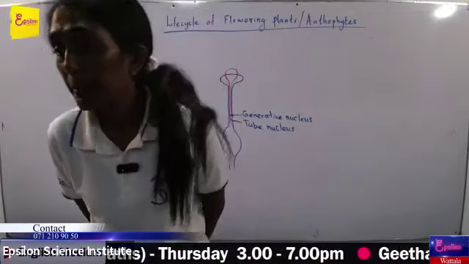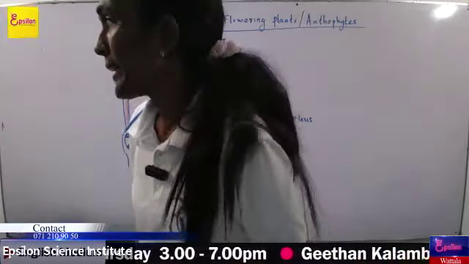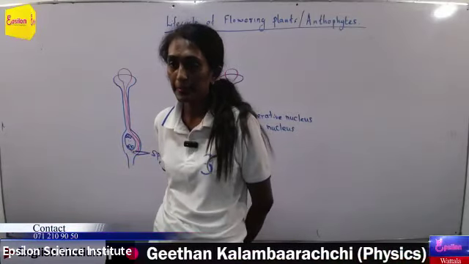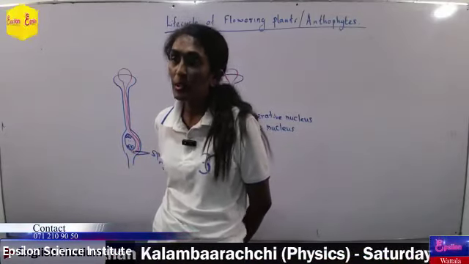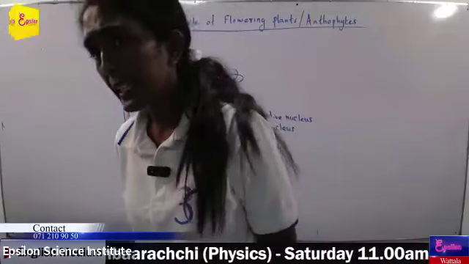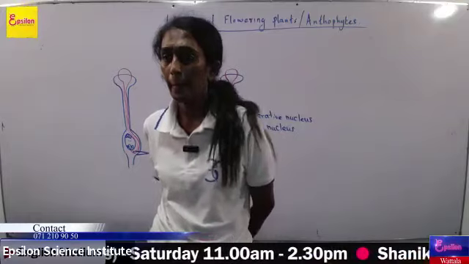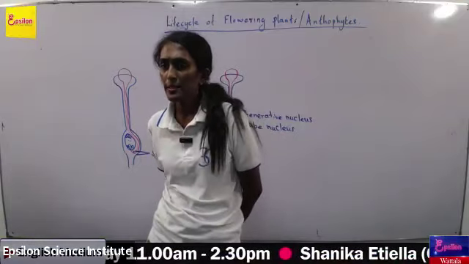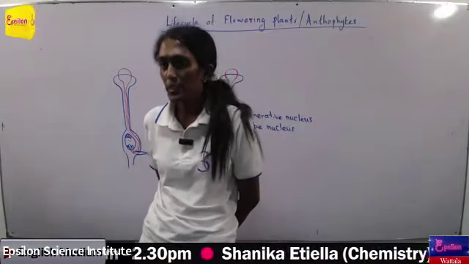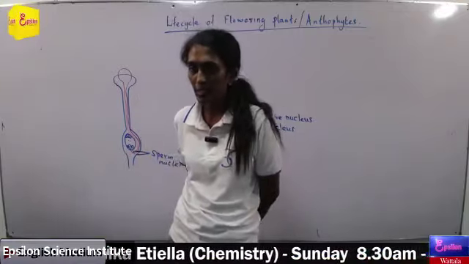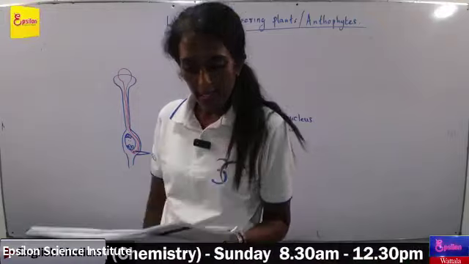To attract pollinators, no? So in the night, when the flowers bloom at night, what is the color usually? White color. So there is no use of having colors during the night because pollinators can't see. So what are they using instead to attract pollinators? Fragrance. There are very nice smells in night-blooming flowers, no? Right.